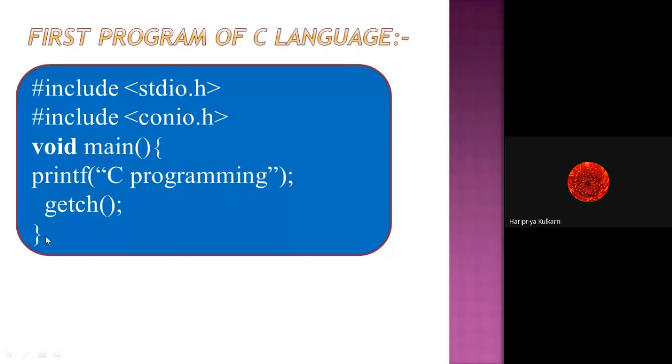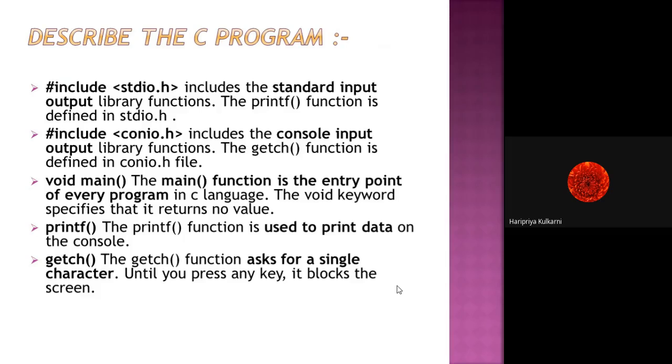And now my program is over. So I have closed the functional scope. This is the starting of the main function, and this is the ending of the main function. So here my program ends. What will be the output of this program? It will print on the screen C programming. That's it. So that will be the output.